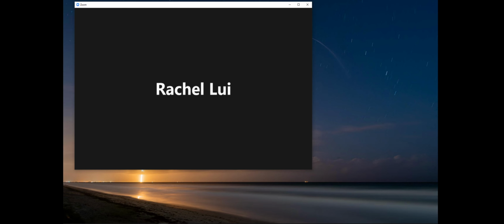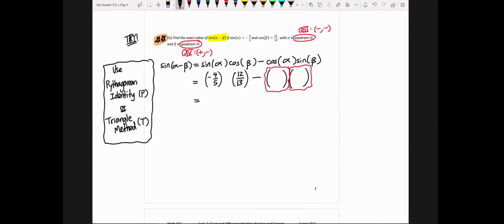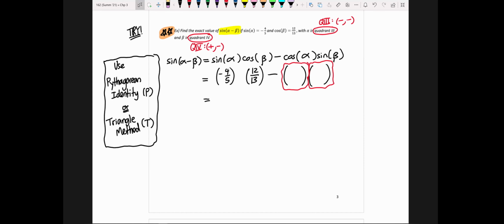Okay, students, let's come together. So I'm seeing some correct answers, some that need us to check so we can discuss together. Okay, let's use the triangle method. When using the triangle method, we need to be aware of the quadrants. Well, really with either method.